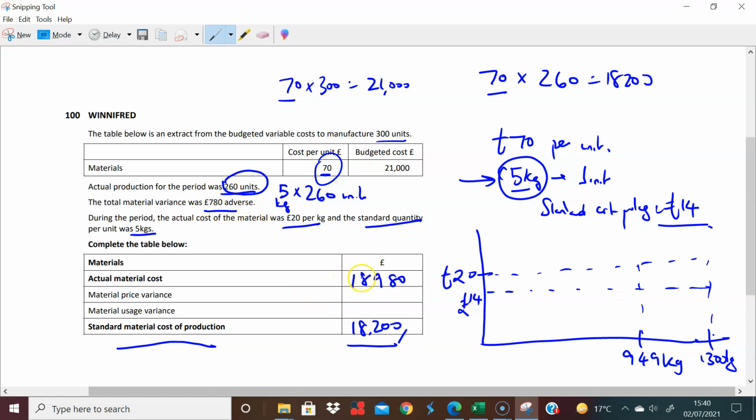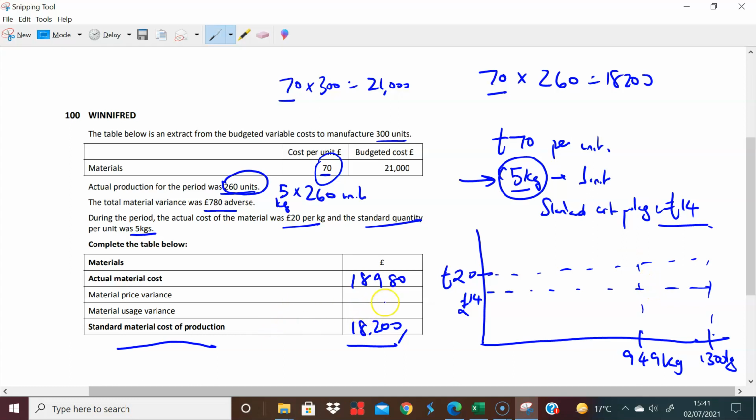And from there, you can work out how many kilograms were actually used, because you know what the actual price of each kilogram is, because that's what you actually spent. And you can start doing things from there. You can also ask, how many kilograms should I have used? 5 kilograms per unit. Multiply that by the 260, and you're gradually getting there.